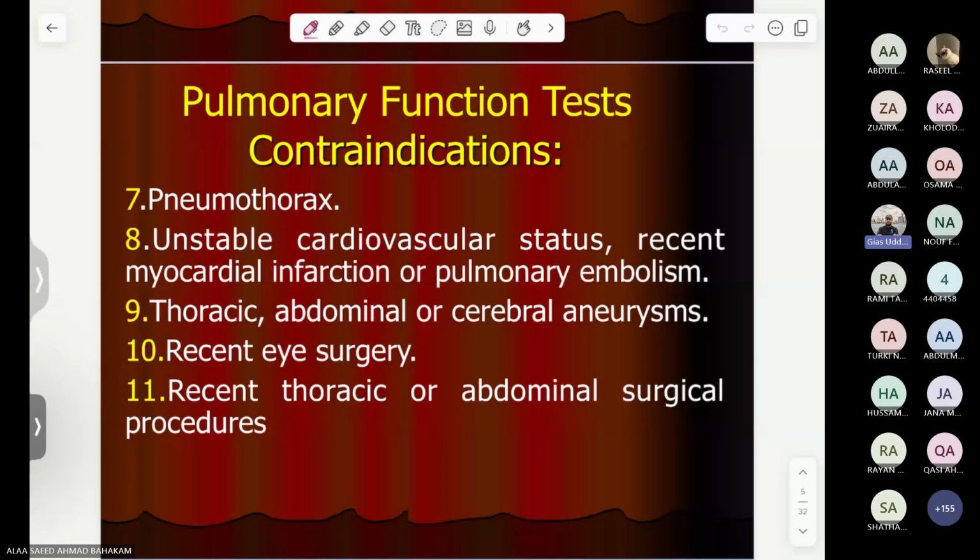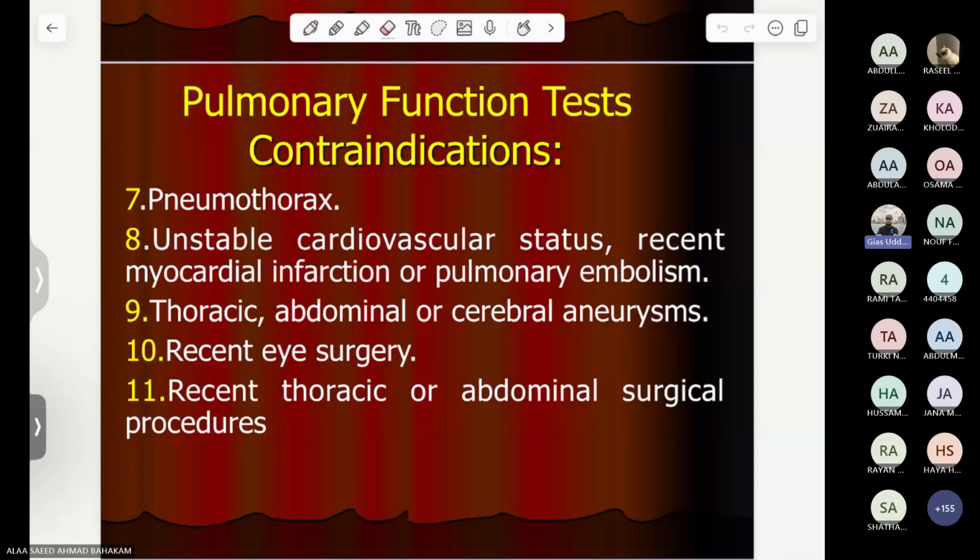What is aneurysm? Any idea? Weakening of the arterial walls. Yes, very good. Weakening of the arterial wall, and the arterial wall becomes dilated. So if there is a condition like this in the abdominal, thoracic or cerebral arteries, we cannot do this pulmonary function test. Recent eye surgery and recent thoracic or abdominal surgery. All these are contraindications for doing the pulmonary function test.